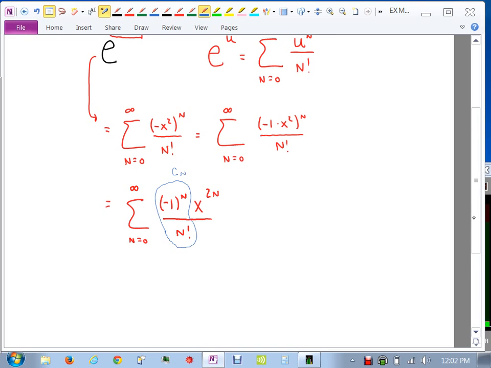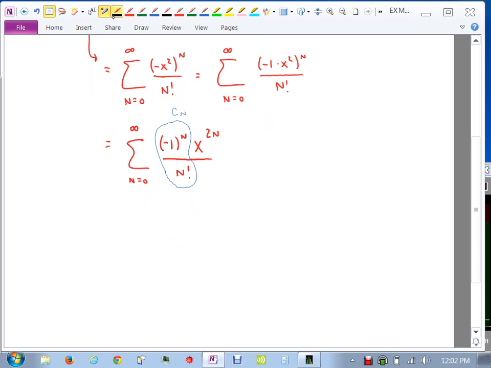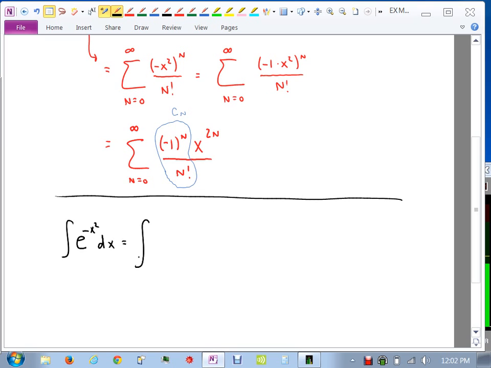Y'all ready for this? I'm going to go back to the original problem now. The integral of e to the negative x squared dx should be equal to the integral of the power series, sum n equals 0 to infinity, negative 1 to the n over n factorial, x to the 2n dx. So there's my power series.